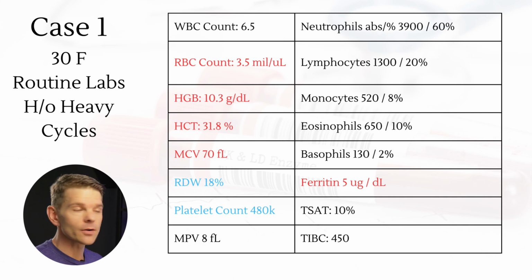Case 1 is a 30-year-old woman who got her labs done online. She feels well and her only history is that of heavy menstrual cycles. Of all the red numbers, what's the first one that you should look at? Which one is most important?